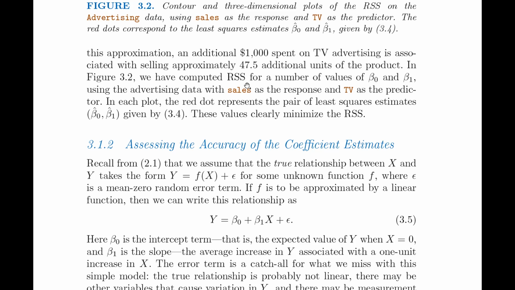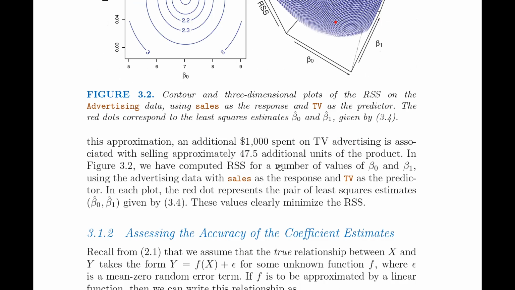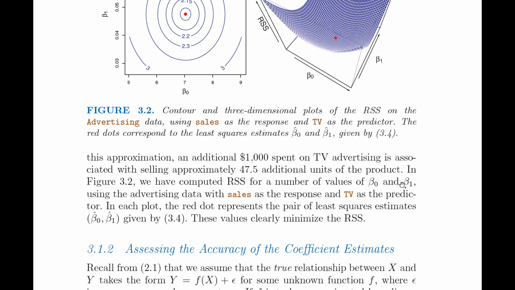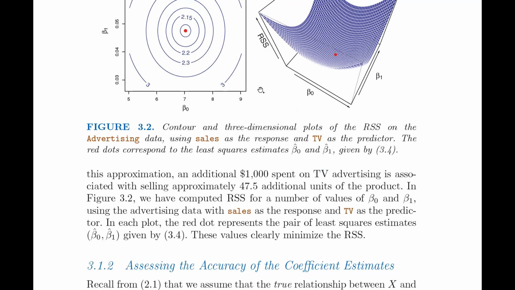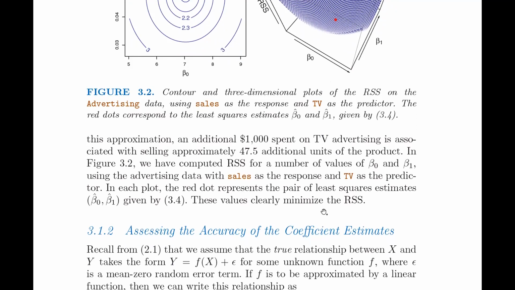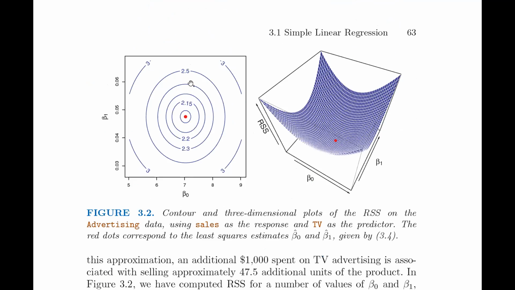So an additional $1,000 spent on TV advertising, if the model has captured the true relationship, is associated with selling approximately 47.5 additional units of the product. In figure 3.2, we have computed RSS for a number of values. Think of it as trial and error. You start plugging in beta naught and beta 1 using the advertising data with sales as the response and TV as the predictor. In each plot, the red dot represents the pair of least square estimates, beta naught comma beta 1, given by 3.4. These values clearly minimize the RSS.